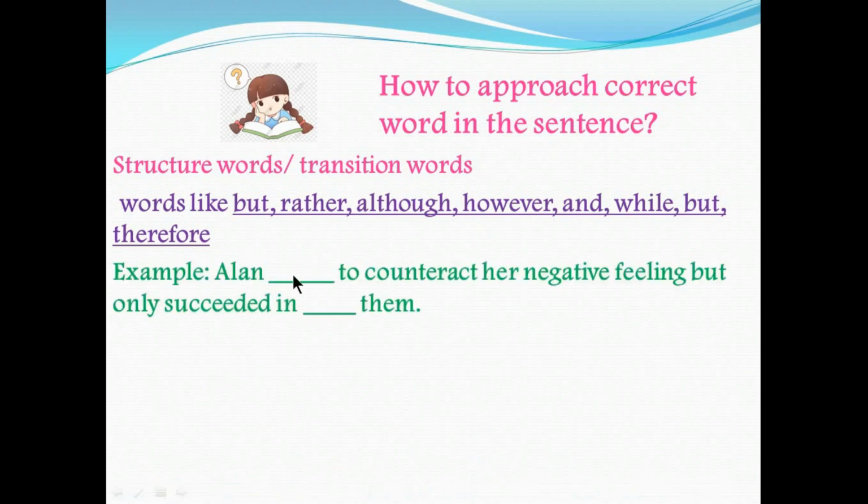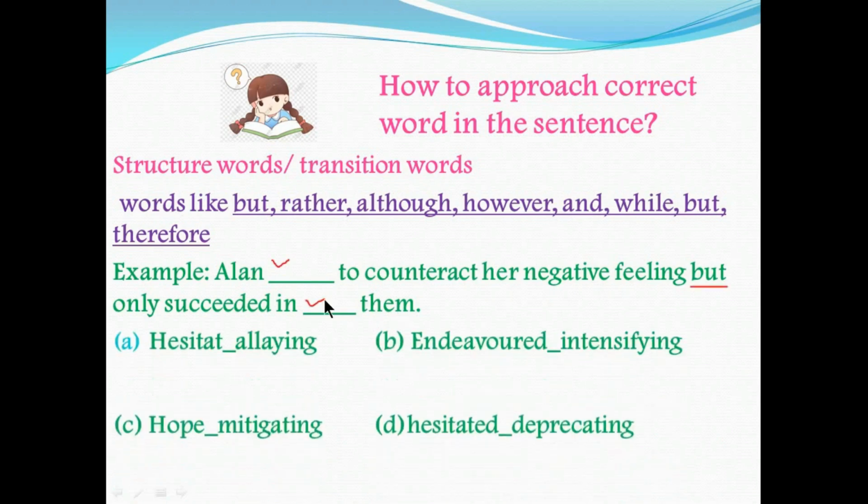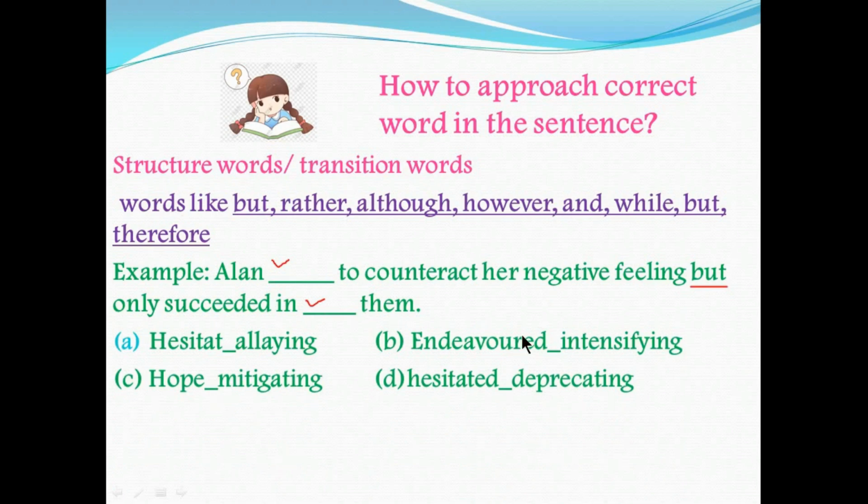For example, Alan dashed to counteract her negative feelings but only succeeded in dash them. Here the transition word is but. So the options are hesitate, allying, endeavored, intensifying. So option B is the correct option, as Alan endeavored to counteract, trying his best to counteract her negative feeling but only succeeded in intensifying them.